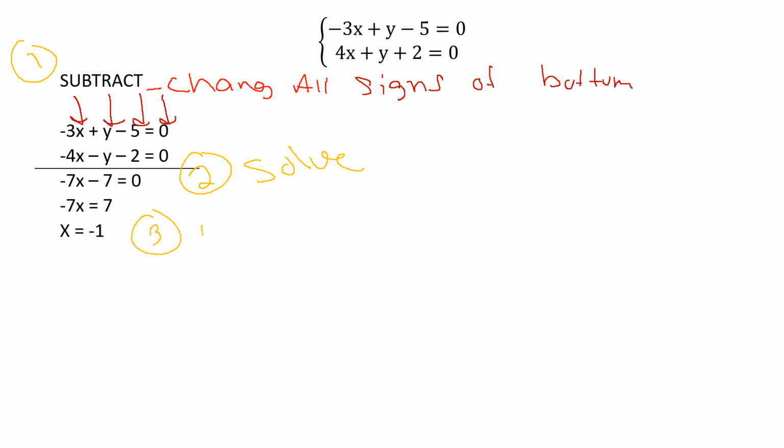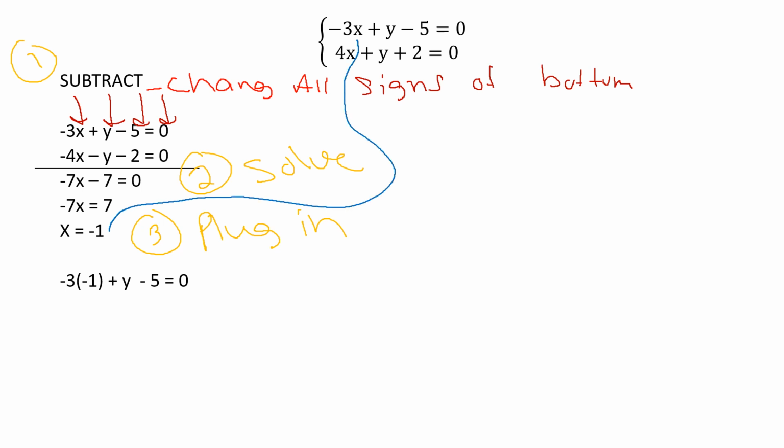Now my third step is to plug that value in and solve for y. I am going to use the top equation. I'm going to use the equation that I didn't manipulate in any way, shape, or form. So I have negative 3 times negative 1. Let me kind of just draw an arrow here to make sure you see what I've done. X is negative 1, so I've plugged that in right here. Negative 3 times negative 1 plus y minus 5 equals 0. And now I just solve.